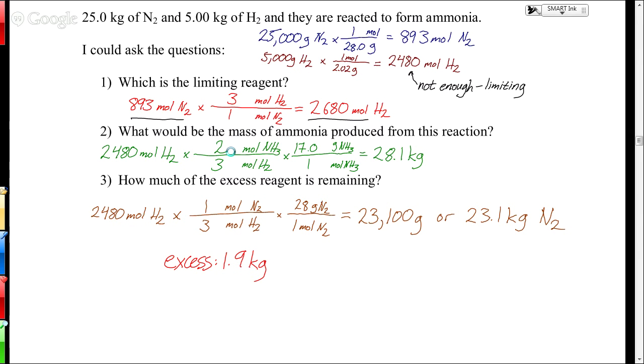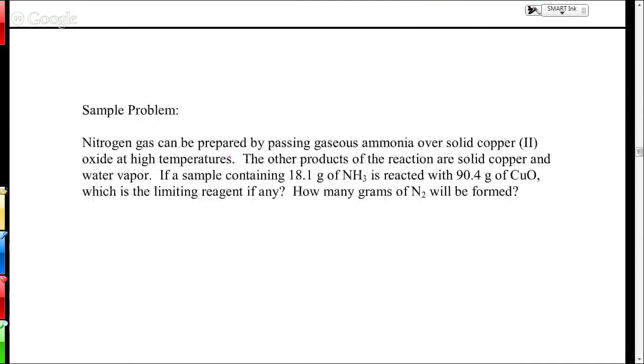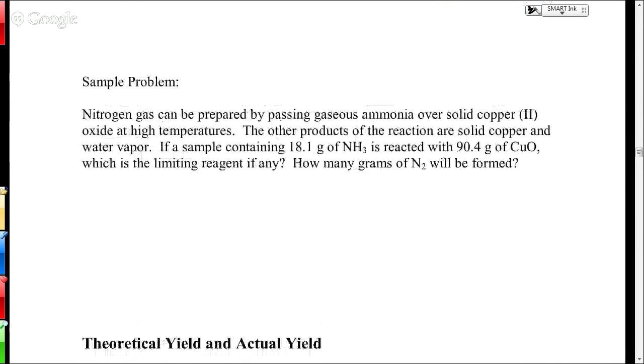All right, let's look at some more practice here. We'll get into theoretical yield probably next time. Nitrogen gas can be prepared by passing gaseous ammonia over solid copper oxide at high temperatures. The other products of the reaction are solid copper and water vapor. If a sample containing 18.1 grams of ammonia is reacted with 90.4 grams of copper oxide, which is the limiting reactant, if any? And then how many grams of nitrogen will be formed?